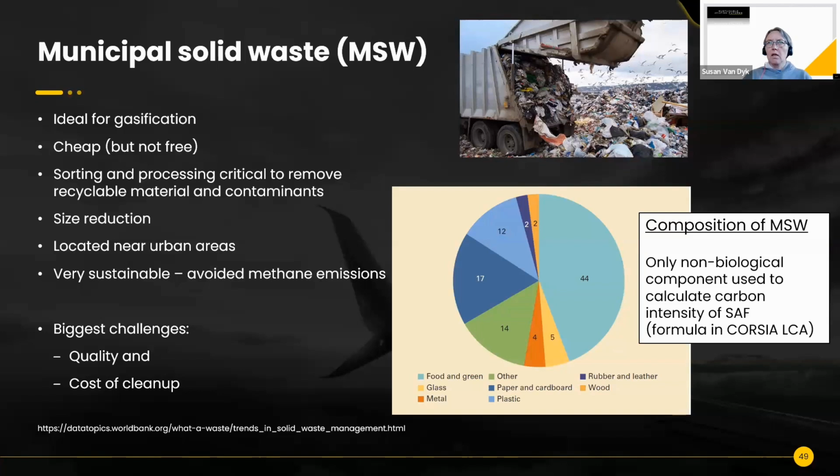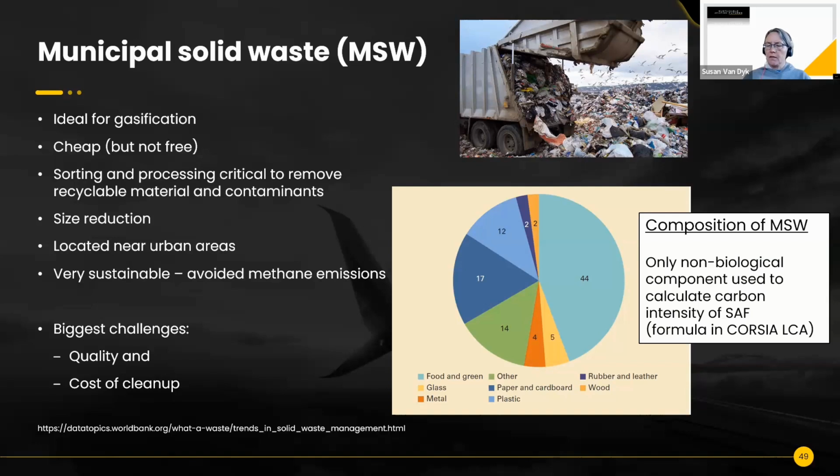And then looking at municipal solid waste. So you can use this for gasification mainly, but what they also do in some areas is, as the garbage in the landfill starts degrading, it produces methane. So this can be collected as a biogas. But for purposes of SAF production, we mainly look at gasification. So this is cheap, but not free. And a lot of the cost would be sorting and processing.